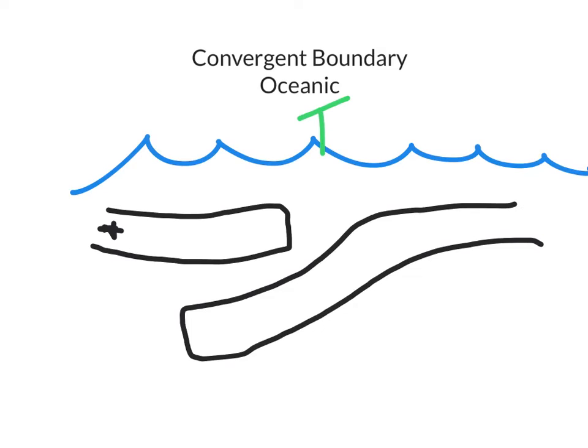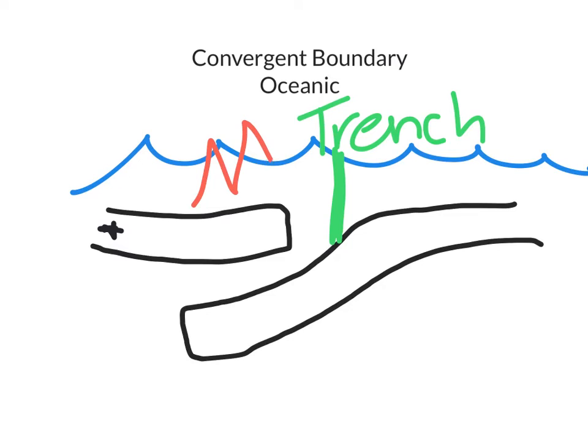And so that's going to end up making a trench, which remember is like a little valley underneath the ocean. And then it's also right here going to push up this piece of oceanic crust and form volcanoes. This is how volcanic islands get formed. We call them island arcs. And so Hawaii, our island state, this is actually how it got created.